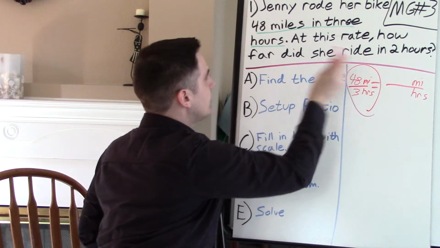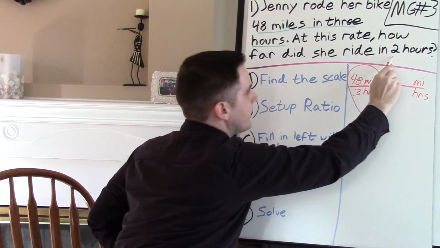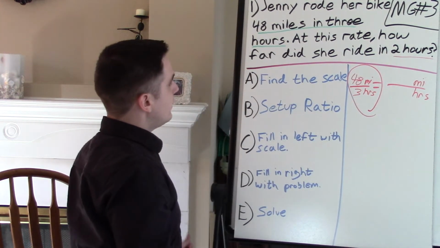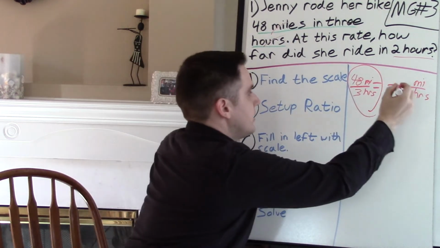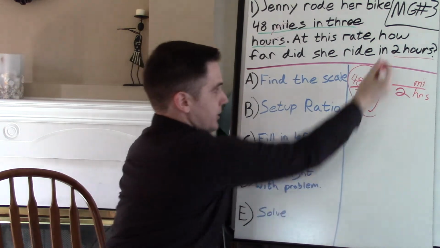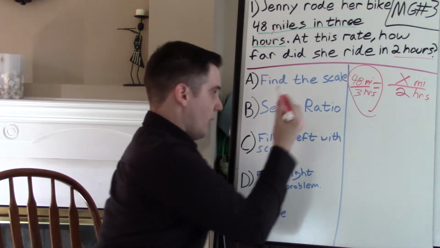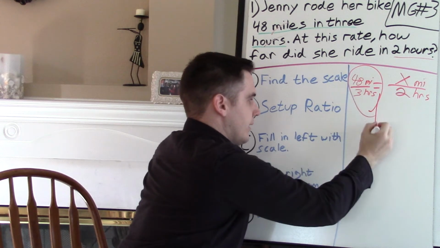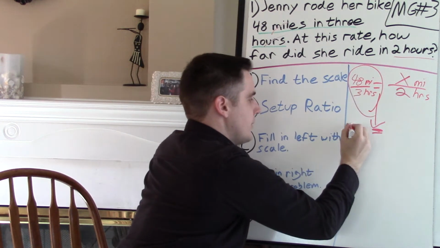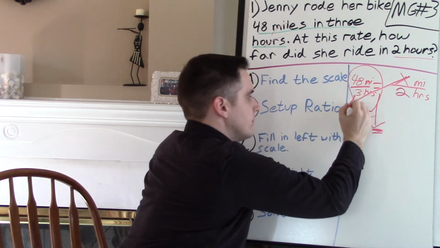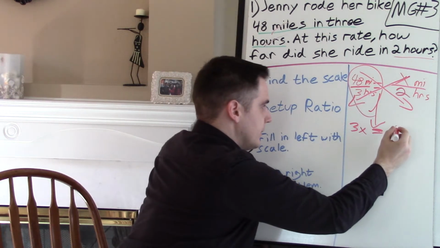And then over here, the problem is at this rate, how far is she riding 2 hours? So we got 2 hours over here. No other miles, because we've already used these. So 2 goes by hours here, because 2 hours, and we don't know how many miles. So go ahead and solve now. Let's bring our equal sign down. And x times 3 is 3x. 48 times 2 is 96.